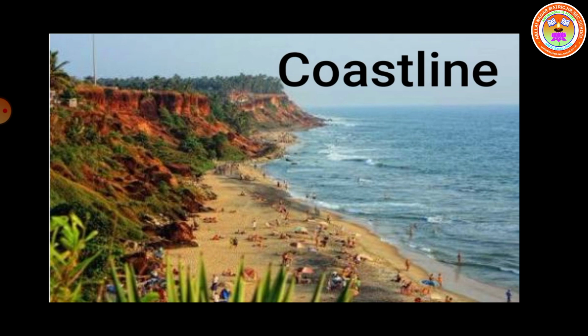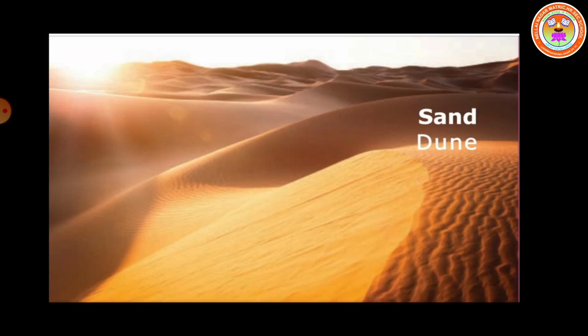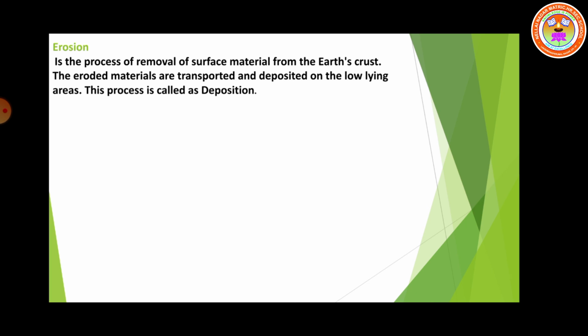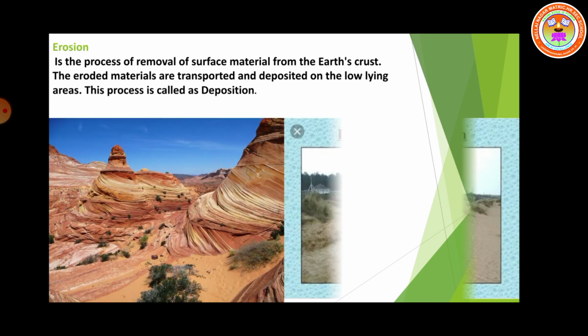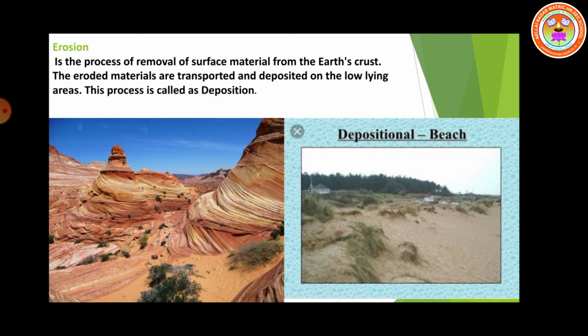Next we have erosion. Erosion is the process of removal of surface materials like soil and rocks from the earth's crust. The eroded materials are transported and deposited on the low-lying areas. This process is called deposition. First one is the rock erosion picture. From the rocks, soils are eroded and deposited in the beach areas. Next one is depositional beach.